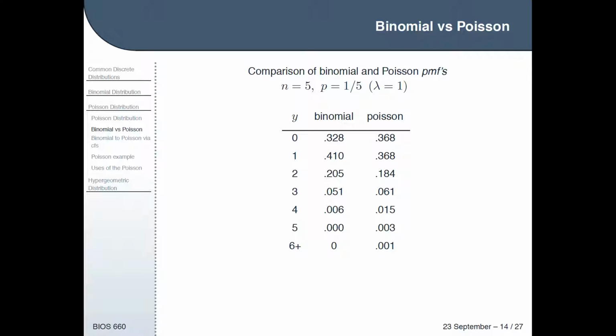Since Poisson represents rates, there's no upper limit to the Poisson distribution, unlike the binomial. For the binomial, if you're doing 5 trials, the probability of getting 6 or more successes is obviously 0. For Poisson, you can have an arbitrary number of successes. The probability of 6 or more is 0.001, close to 0, but not exactly equal to 0 here.